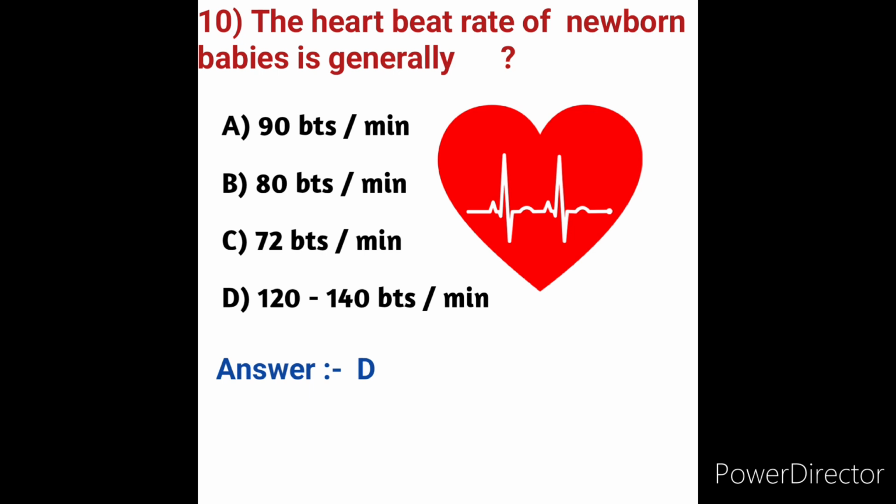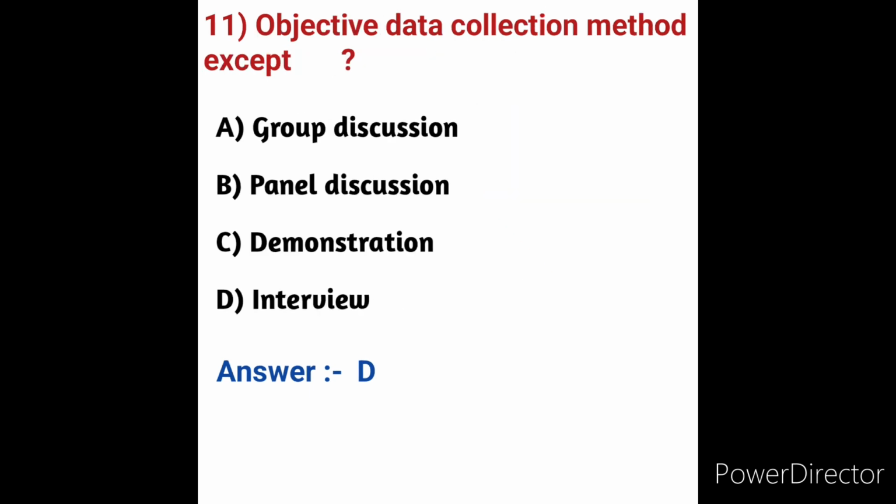Next move on to question number 11. Objective data collection method except. Here in these options, we have to find the one objective data collection method that is the exception. We will see the options here. Option A group discussion, option B panel discussion, option C demonstration, and option D interview.